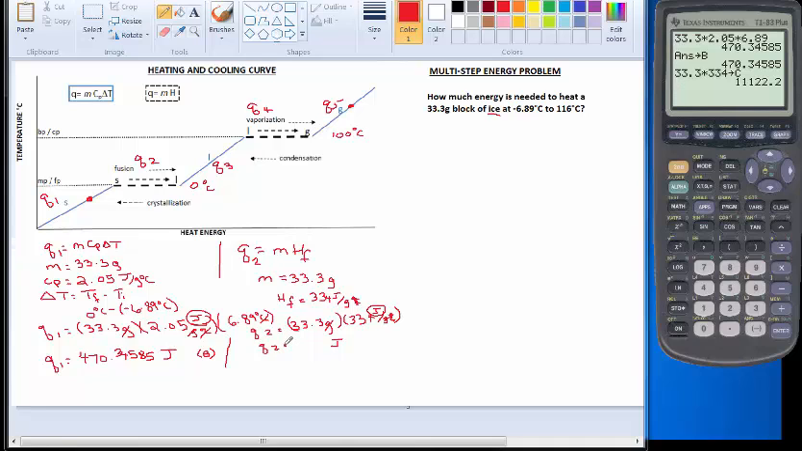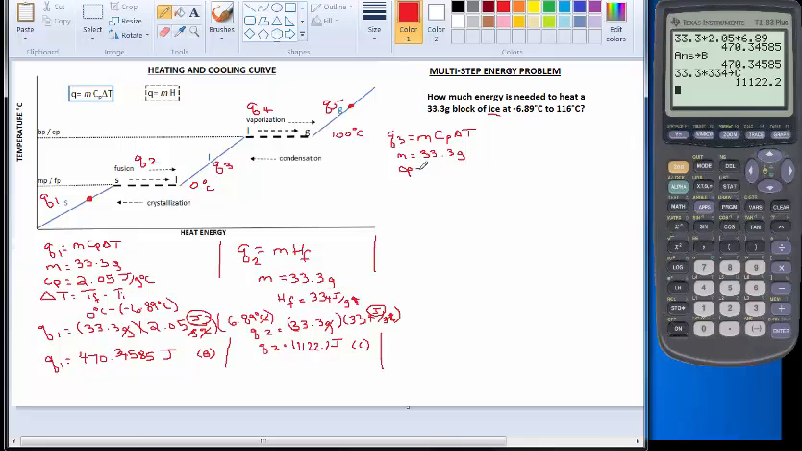So our number is 11122.2, and again I'm storing this as C. Our Q3 is where our temperature increases again. So our equation is Q is equal to mCp delta T. M doesn't change. It is still 33.3 grams.